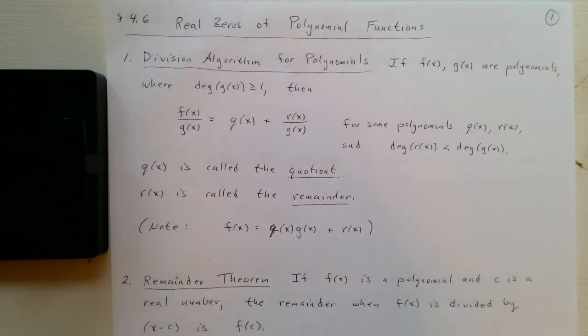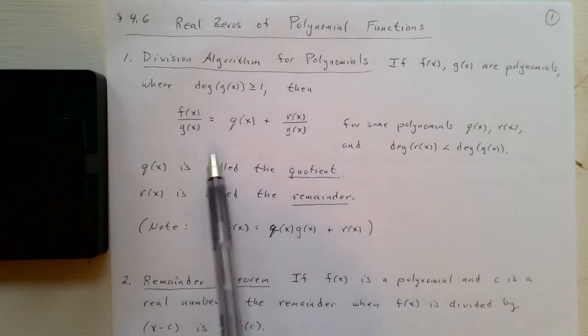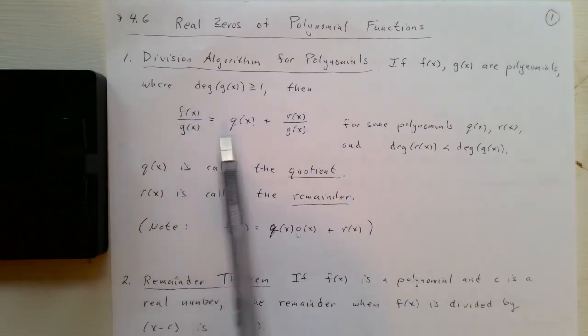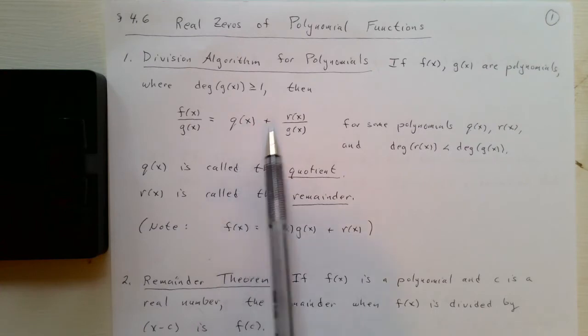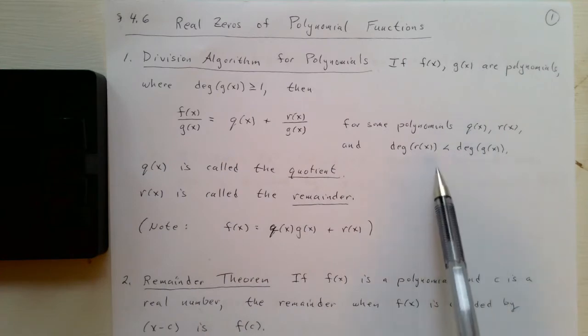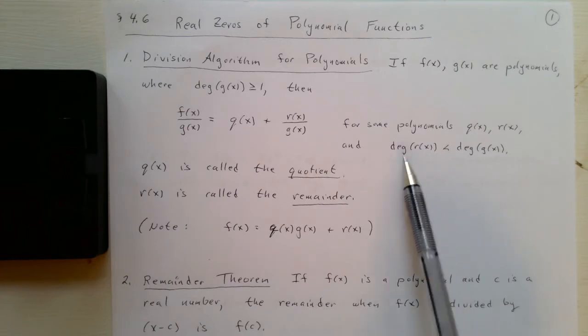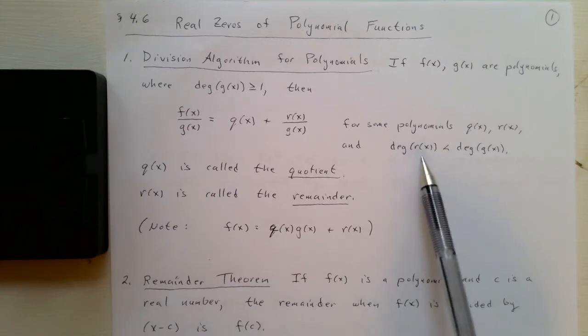But let me just formally say there's actually a theorem which says basically you can divide polynomials. It's called the division algorithm for polynomials. It says if f and g are polynomials where the degree of g is at least 1, then f of x divided by g of x, this rational function, can be written as a polynomial q plus another polynomial r divided by g, for some polynomials q and r, where the degree of r is strictly less than the degree of g. This would also imply that r of x could be the zero polynomial because the degree of the zero polynomial is defined to be negative infinity.